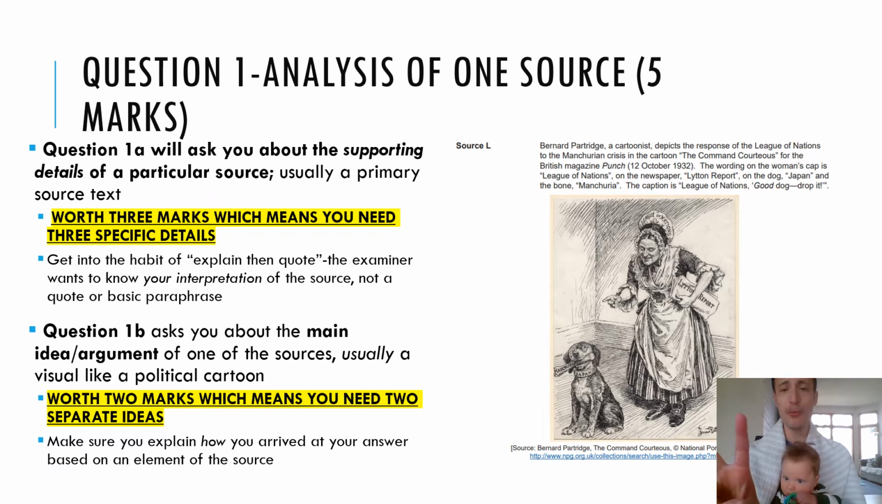It's worth 2 marks. Which means that you've got to talk about 2 separate ideas. It's usually going to make a very obvious argument, the main argument it's making, and then it's probably going to have a secondary one. So make sure you talk about both of them, and make sure you explain how you arrived at your answer based on an element of the source.